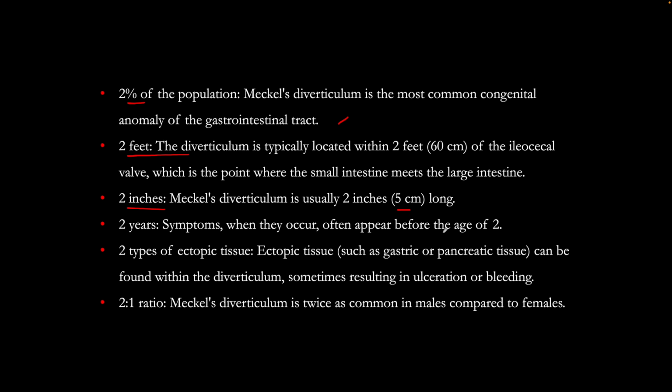And most patients present before the age of 2 years. It can have two kinds of ectopic tissue, the ectopic gastric mucosa or ectopic pancreatic parenchyma, and these can result in ulceration or bleeding, and it is twice as common in males versus females.